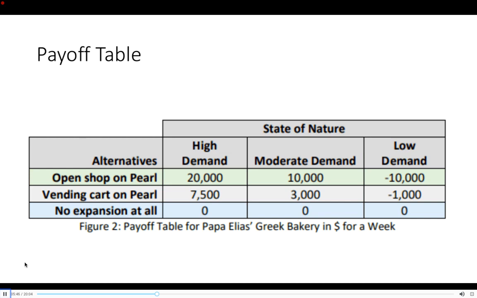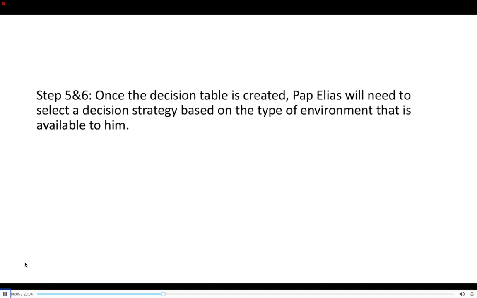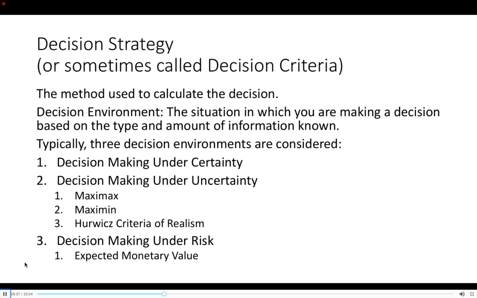So now, no expansion at all. Obviously, those are just going to be zero, right? No profit, but also no loss, so it's just a straight across zero. Right. So with all this information, how do we go about making a decision? This is just the starting point. So we've got to select a decision strategy.